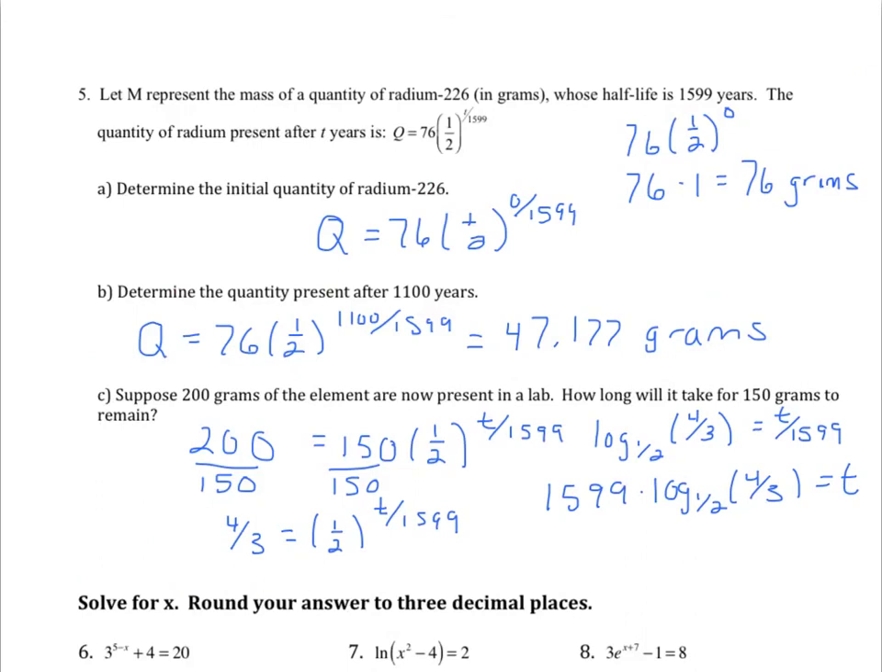Oops, I realized I made a mistake earlier. So the 150 should have been where the 200 goes. Let's fix that. And this should have been the 150. Because we had 200 initially, and 150 will remain. So fix these numbers. So instead of 4/3, it will really be 3/4. And we'll do a 3/4 right here and a 3/4 right here. So that should give us a better answer.